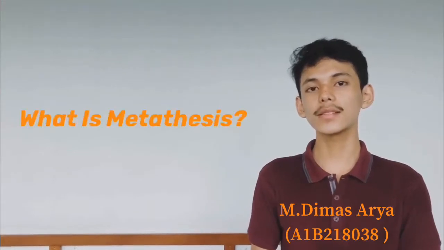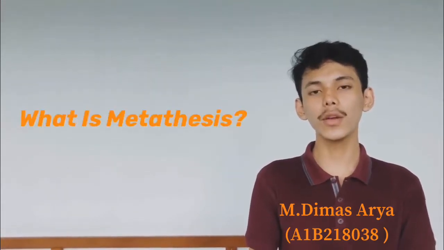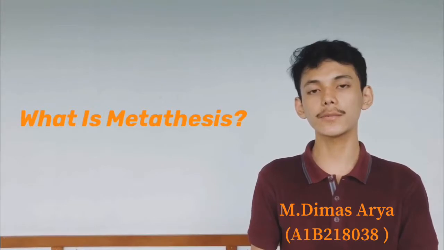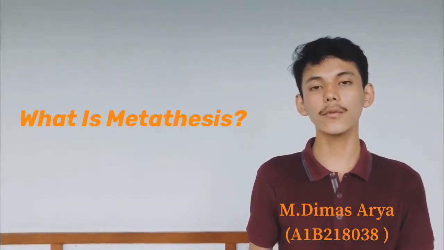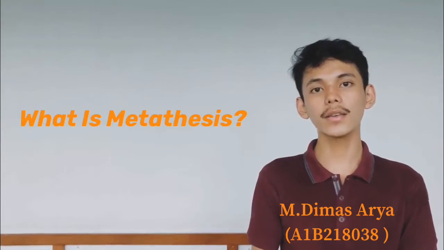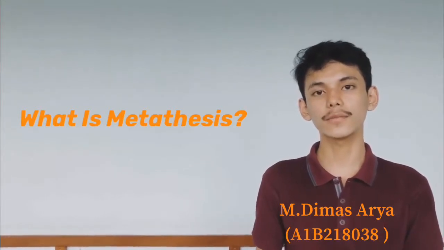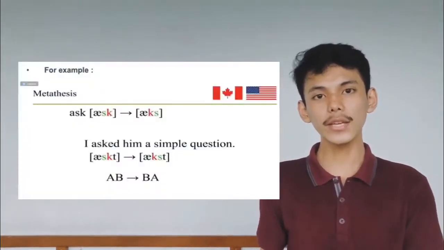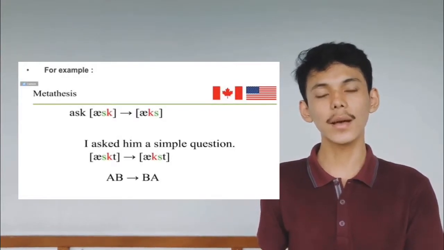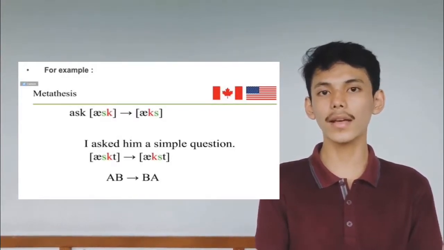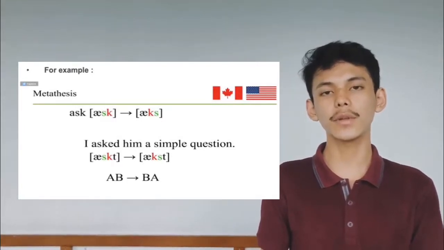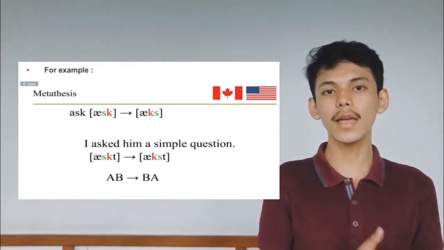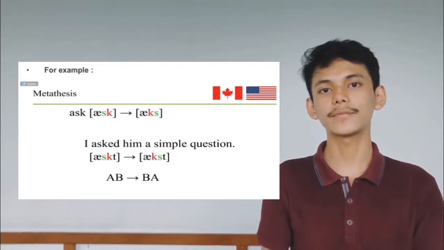What is metathesis? Metathesis is a situation in which adjacent sounds change position in the word. It happens when two sounds switch places, i.e. when they are transposed. For example, in English we have the word ask, but you might have also heard ax in some dialects. So you can see that two consonants have switched places from the structure AB to BA.